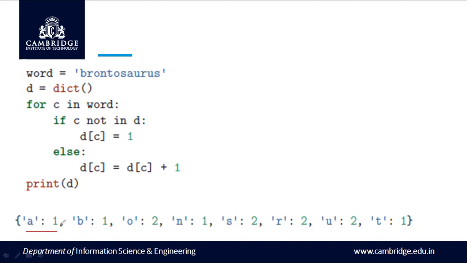So A appears once, B appears once, O appears twice. So N once, S appears twice, R appears twice, U appears twice, and T appears once. So all these are in the form of key value pairs separated by commas. So this is the output for this particular program. So this is how you can use dictionaries as counters.